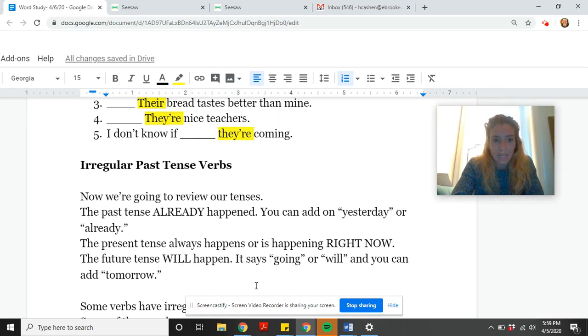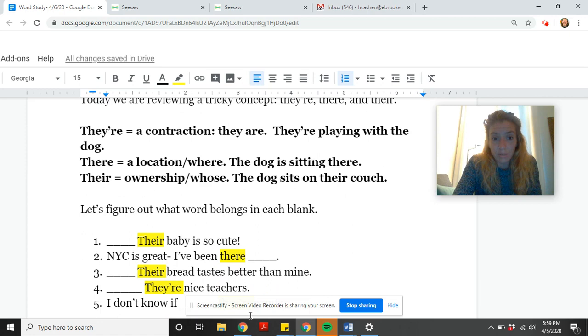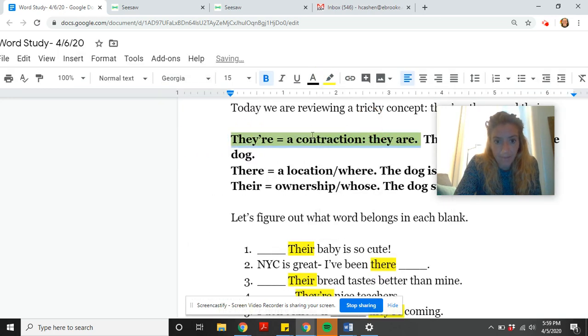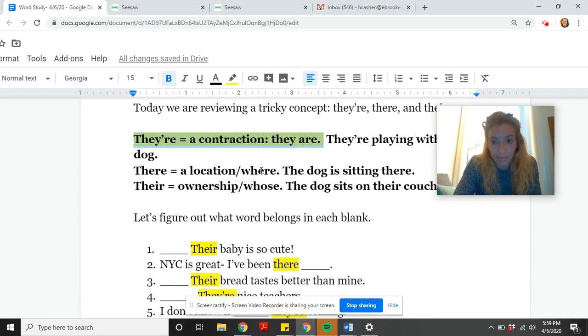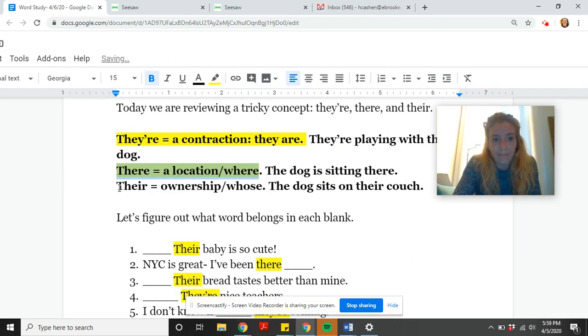All right. Let's take a second to transition. You should still have your same piece of paper. Take a second now to write down the different things we just learned. You're going to need these notes in order to rock out your exam. So here we have they're equals they are. Then you have there, showing a location. Then you have their, showing who owns it.